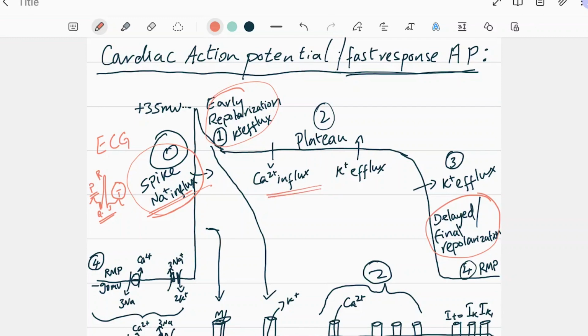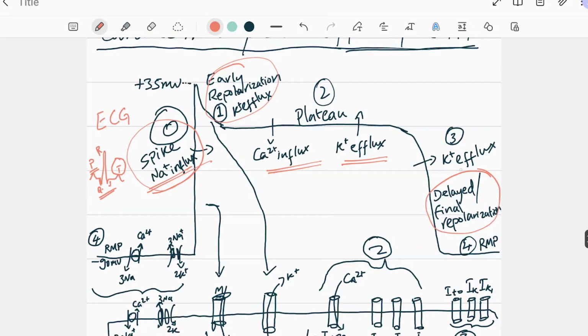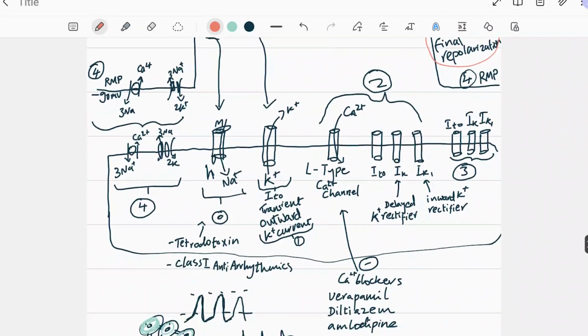These L-type calcium channels open up, calcium comes in, and it balances the potassium leaving. So these cations are coming in, and they're balanced by the cations leaving the cell. So you get this kind of a balance taking place. This is your plateau. Then you have phase 3, which is potassium efflux continuing, and calcium influx has stopped over here. So this gives you delayed final repolarization, and finally the RMP is obtained over here.